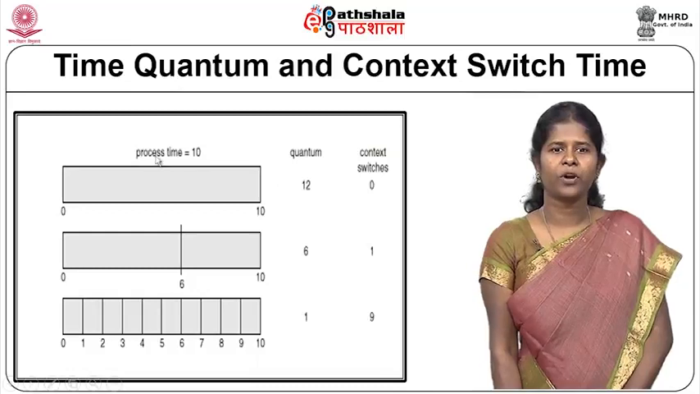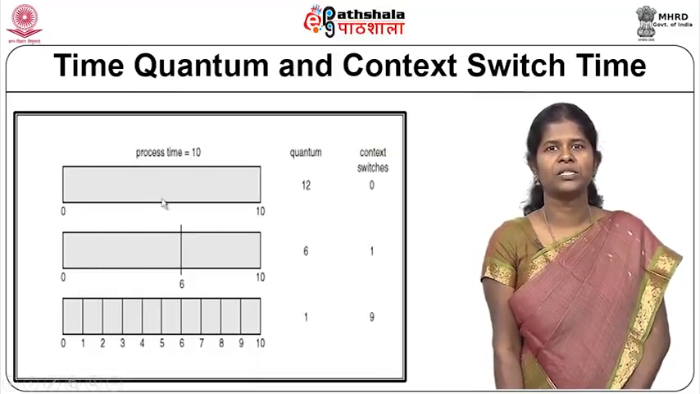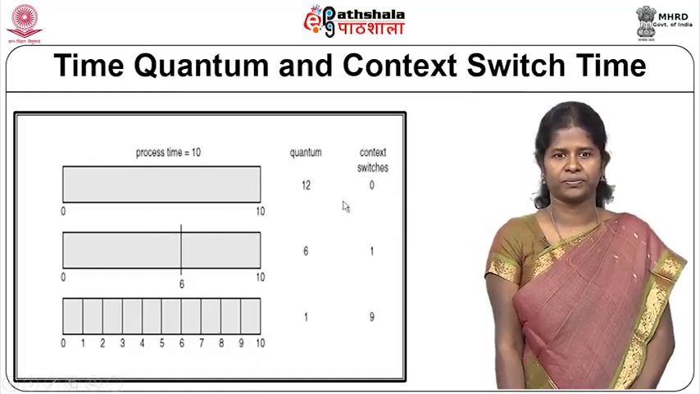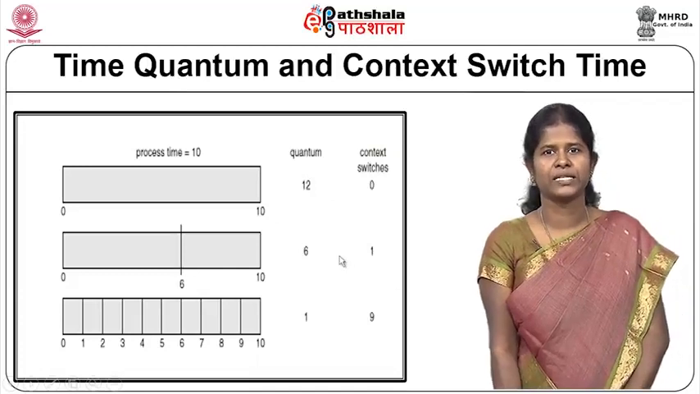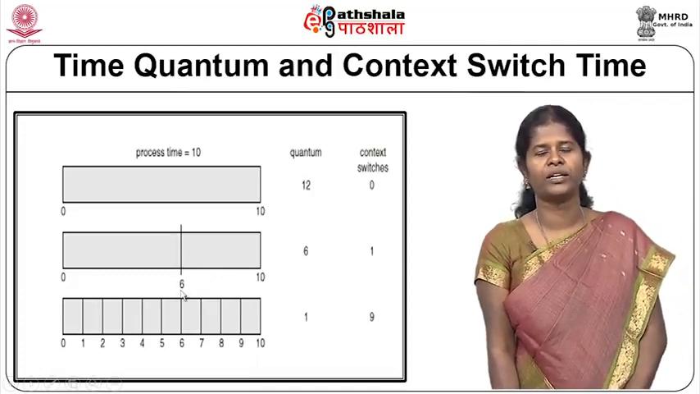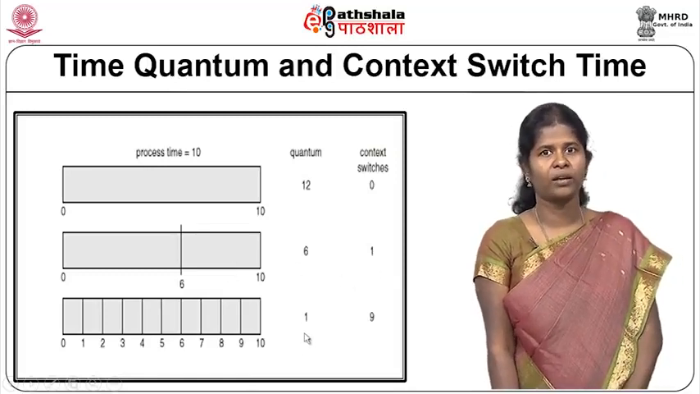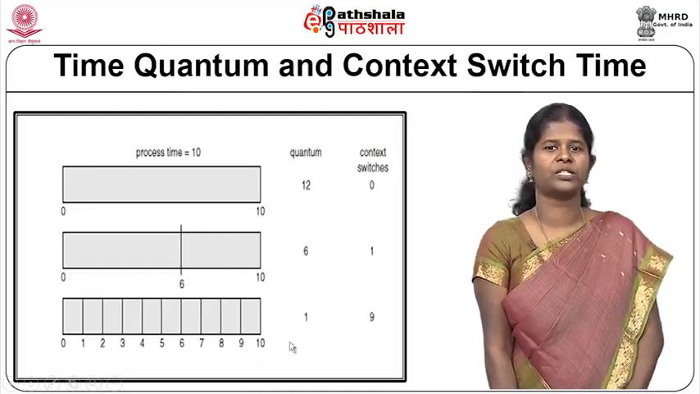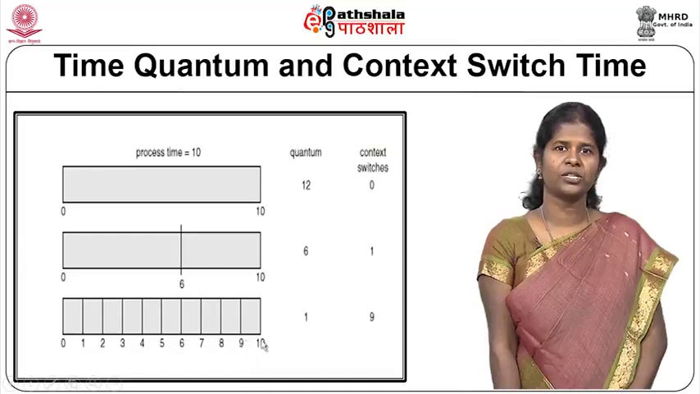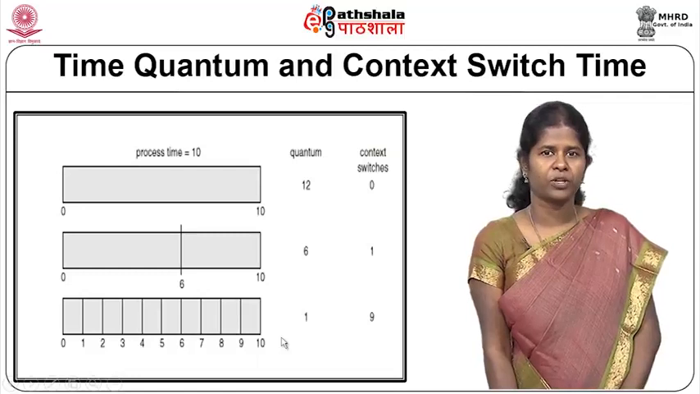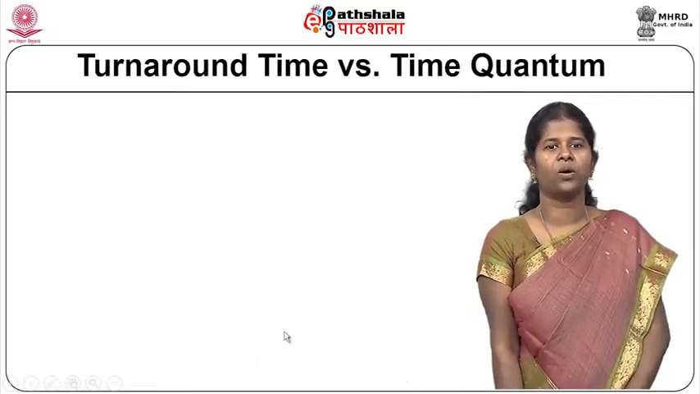Okay. So, in process time, if you see here, the burst time is 10 and the time quantum is 12. If the time quantum is 12, then it will finish off the CPU burst within this time quantum and the context switch is 0. But if the time quantum is 6, it will not finish off, there will be one context switch that happens in between. So, there is one context switch, and if the time quantum is 1, you can see that a lot of context switches happen, and for each of the context switches, the context of the currently running process has to be saved and the context of the newly arriving process has to be loaded, and this context switch is an overhead.